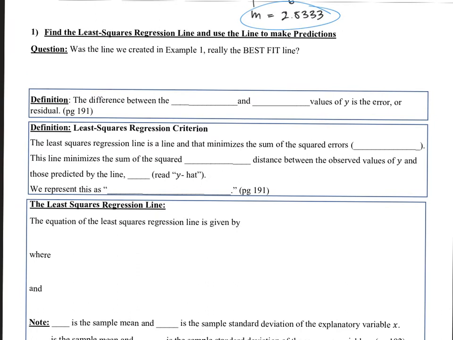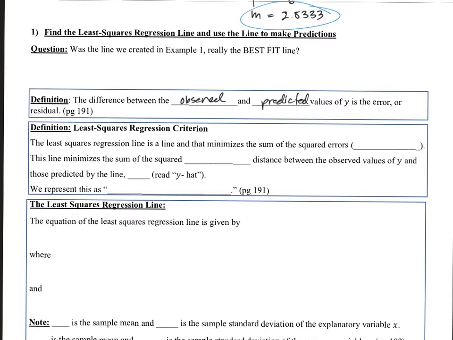So the question was, is the line we created in example 1 really the best fit line? And the answer is, we don't know. It was all done by eye. Before we jump into the least squares regression line, there's a word we need to know. The difference between the observed and predicted values of y is the error, or the residual.